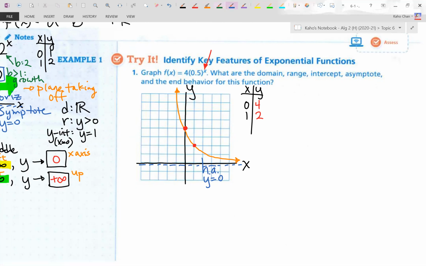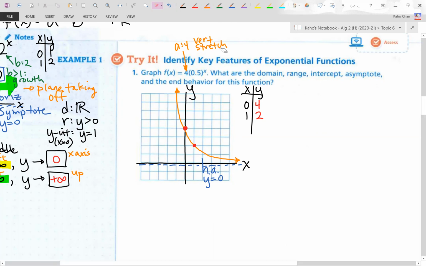So kind of interesting, some observations here. The value of A happens to be 4. That's a vertical stretch. You remember from your transformations, vertical stretch. The 0.5 is your B value. That is definitely between 0 and 1, which means this is an exponential decay function. All right, so that's what is going on in this particular graph. We do need to talk about the domain and range.